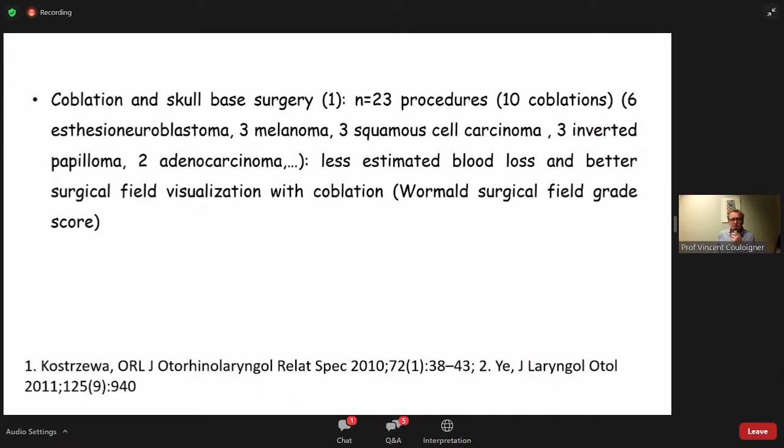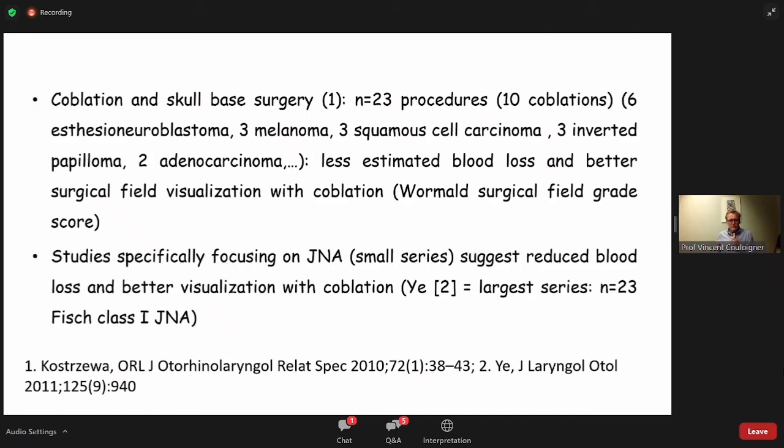So regarding coblation and skull-base surgery, there was a publication in 2010 encompassing 23 procedures. There were 6 esthesioneuroblastoma, 3 melanoma, 3 squamous cell carcinoma, 3 inverted papillomas, and 2 adenocarcinomas. And it was compared with other kinds of techniques. There was also less estimated blood loss and better surgical field visualization with coblation, but of course it was a small series and it has to be confirmed by additional studies.